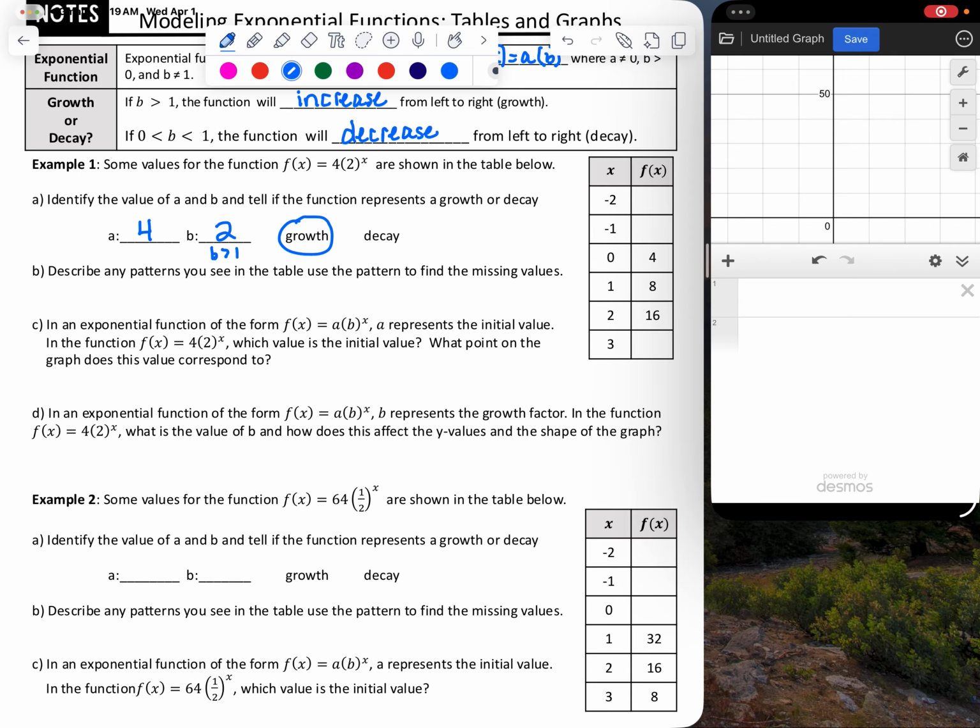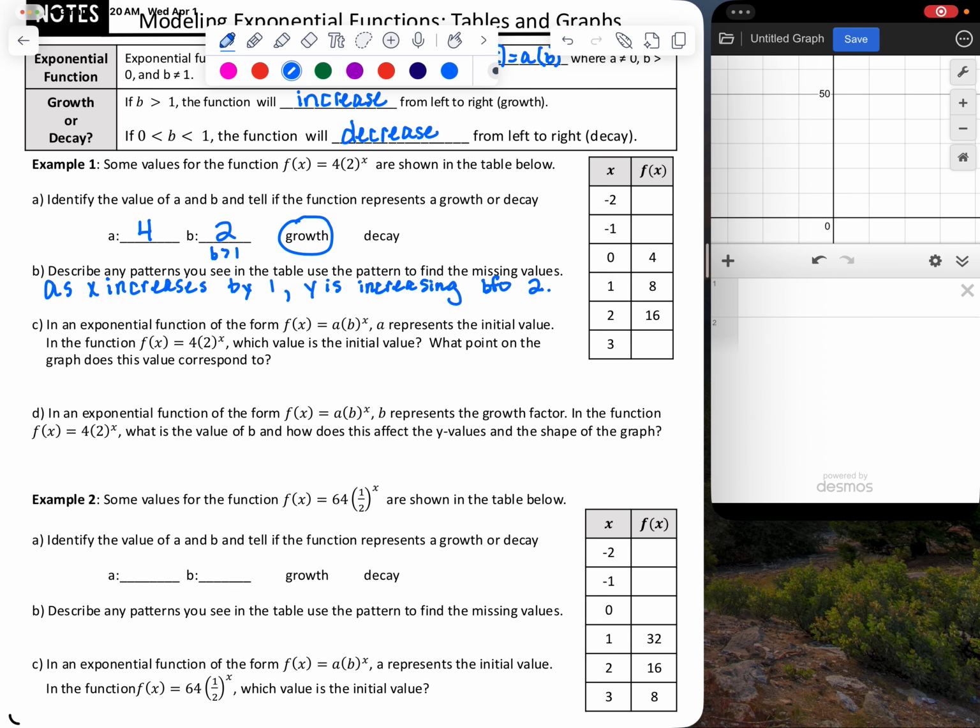So I'm going to say as x increases by 1, y is increasing by a factor of, or BFO, 2. In other words, each y value is being multiplied by 2. So 4 times 2 is 8, 8 times 2 is 16.